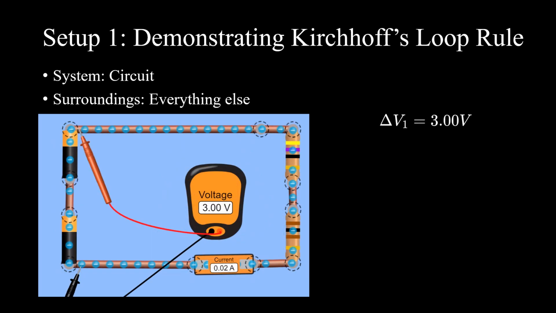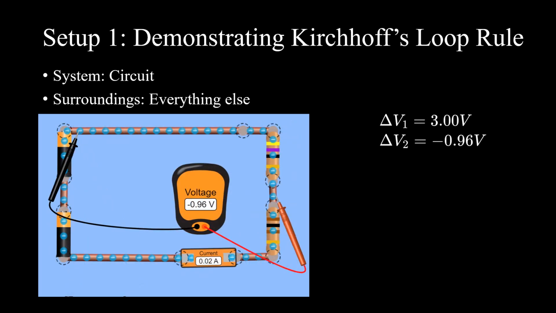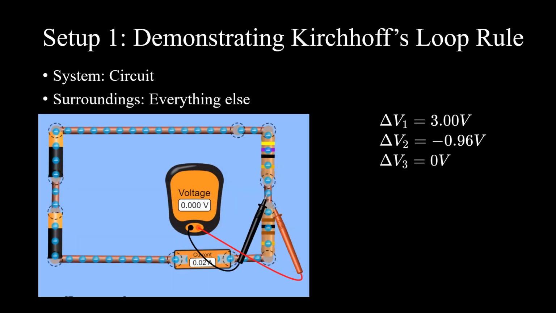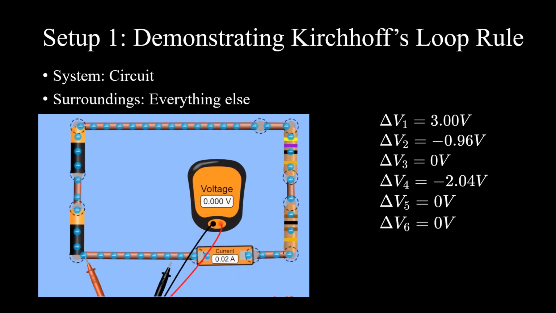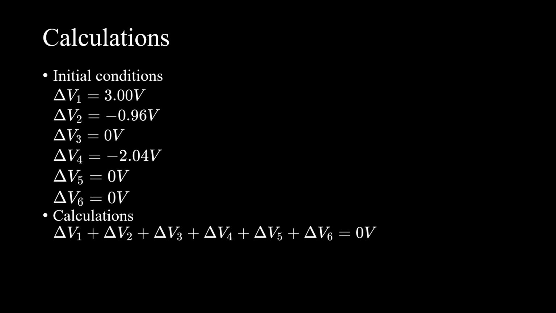You'll see that delta V1 is equal to 3 volts, delta V2 is equal to negative 0.96 volts, V3 is equal to 0 volts, V4 is negative 2.04 volts, V5 is 0 volts, and V6 is 0 volts. We can illustrate Kirchhoff's loop rule by adding all these potential differences together and seeing that the total potential difference for the entire circuit is 0 volts.